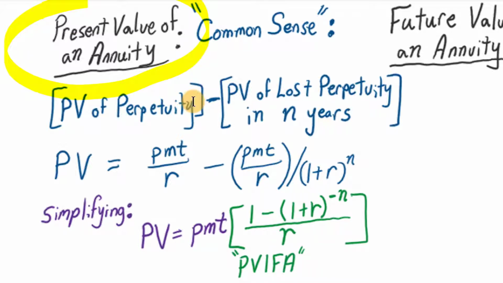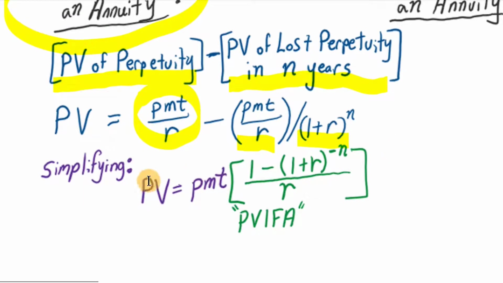So you can always think about the present value of an annuity as the present value of a perpetuity, but then we have to subtract off the value of losing that infinite stream of payments at some point in the future. And so that's just the perpetuity formula for present value, and then we subtract off the present value of that same perpetuity at n periods in the future. And as we did last time, we just simplified that.